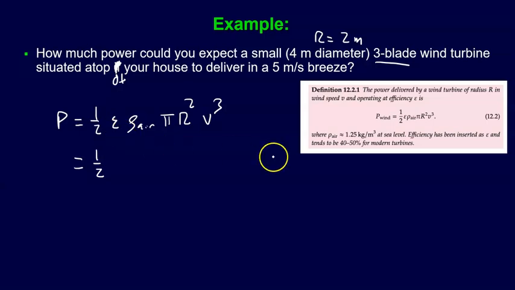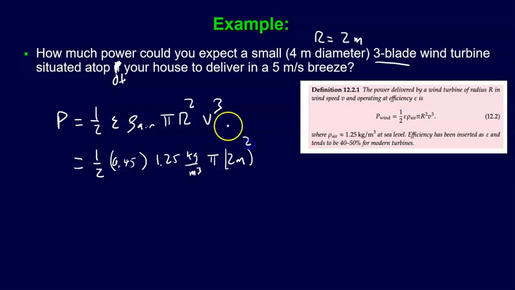So 1/2. Now the efficiency, we know it's somewhere between 40 and 50%, right? And so let's just call that 45%, sort of split the difference. Again, if we're asked a question like this, what could you expect? That's a pretty good number. The density of air, as we had talked about, is 1.25 kilograms per meter cubed. We got pi, and then again the r squared is going to be that 2 meter squared, and then the velocity. And so this is a velocity of 5 meters per second. Again, that's to the 3rd power.